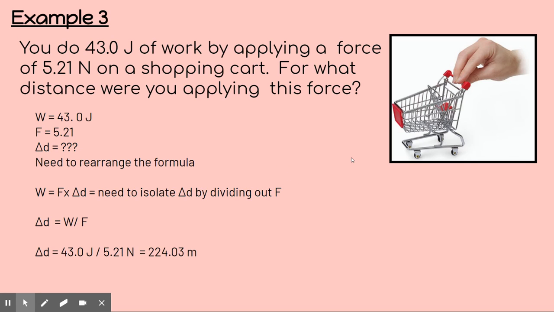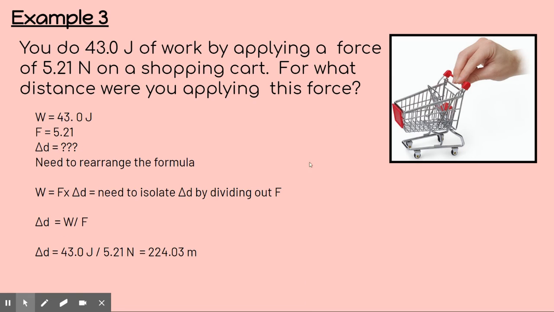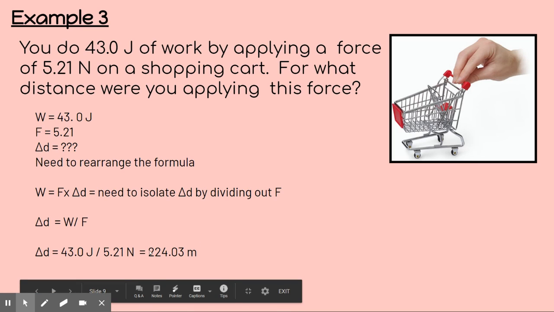So now that I have my equation figured out, I can plug in my numbers. So 43 joules divided by 5.21 newtons is 224.03 meters. Not the correct answer yet. You're probably thinking, but that's what my calculator told me. But let's look back at what we're doing. We're dividing, and each of these has 3 significant digits. This does not have 3 significant digits.